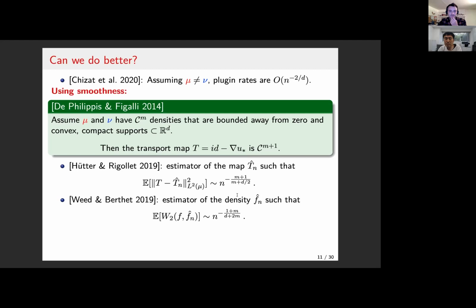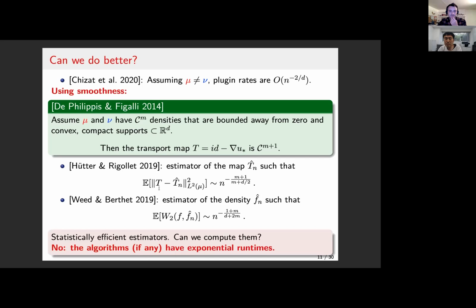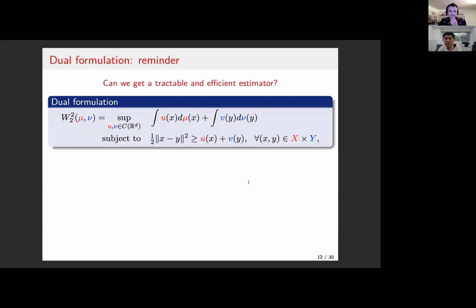But the natural question is, are those theoretical, or can we try to implement those estimators? And it turns out that in those two papers, there are no practically implementable algorithms. The first one is NP-hard to compute, and the second one still has exponential runtimes with respect to the dimension. And so what we tried to do in our work is to find estimators that have rates that compare to those minimax rates, but that also have tractable, let's say, polynomial computational rates. So what we try to do is to get a tractable and efficient estimator.